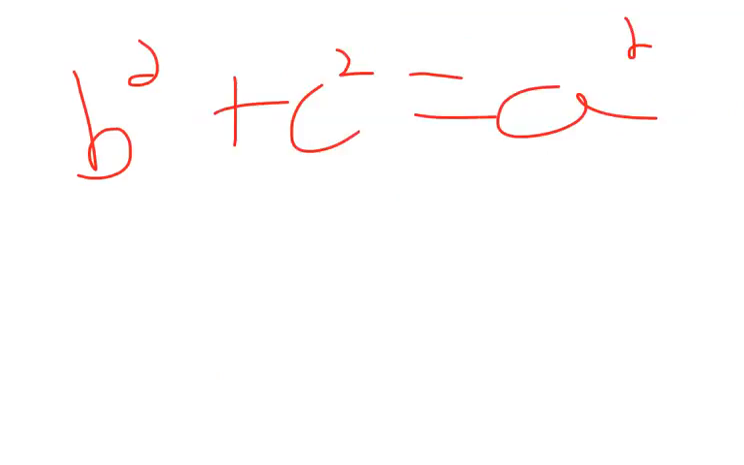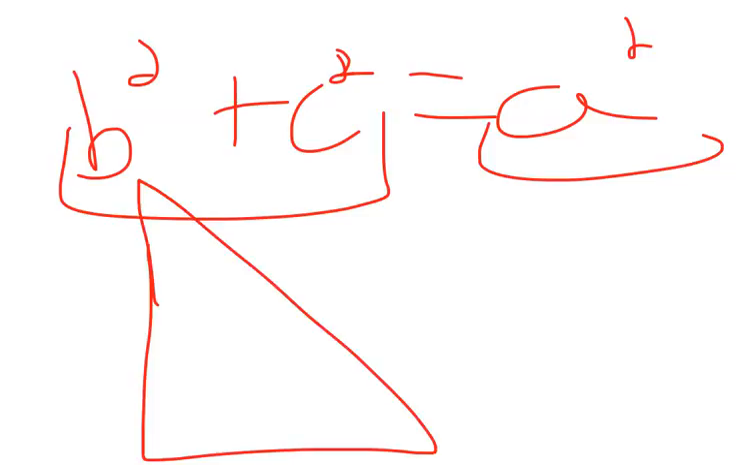But you want to make sure these are the two legs. This would mean B and C are the two legs, and A is the hypotenuse. So remember, it's very important to follow the convention.